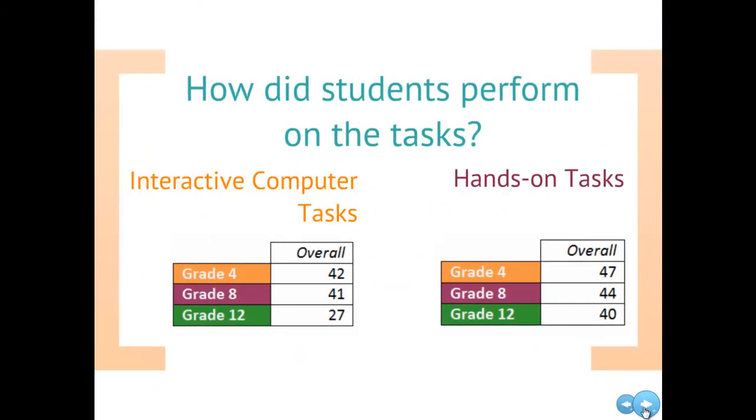Here we see the percents correct across all tasks for students by grade across the hands-on and interactive computer tasks. For interactive computer tasks, the percentages were 42 for grade 4, 41 for grade 8, and 27 for grade 12. For hands-on tasks, the percentages were 47 for grade 4, 44 for grade 8, and 40 for grade 12.